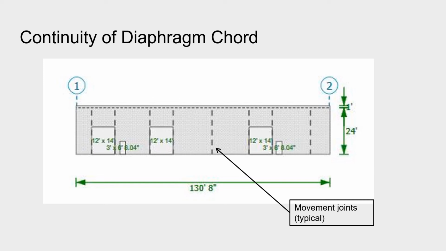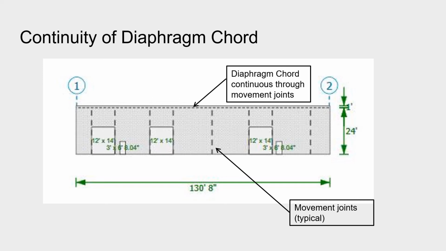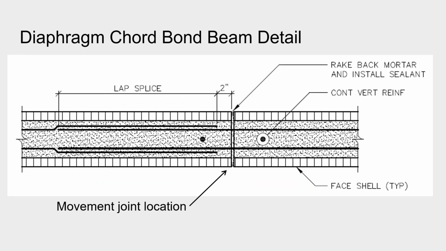While the movement joints separate the wall into panels for crack control, the diaphragm cord must be continuous between lateral supports. Without the continuity, the cord tension or compression would not be developed and the load path would be incomplete. Remember to consider continuing the cord reinforcement around corners as well to create the anchorage. We continually stress that diaphragm cord continuity is essential.